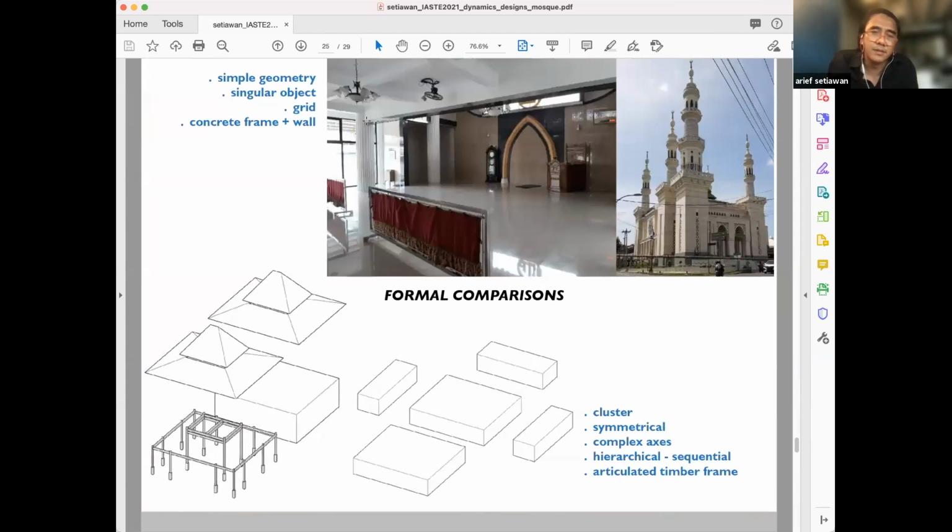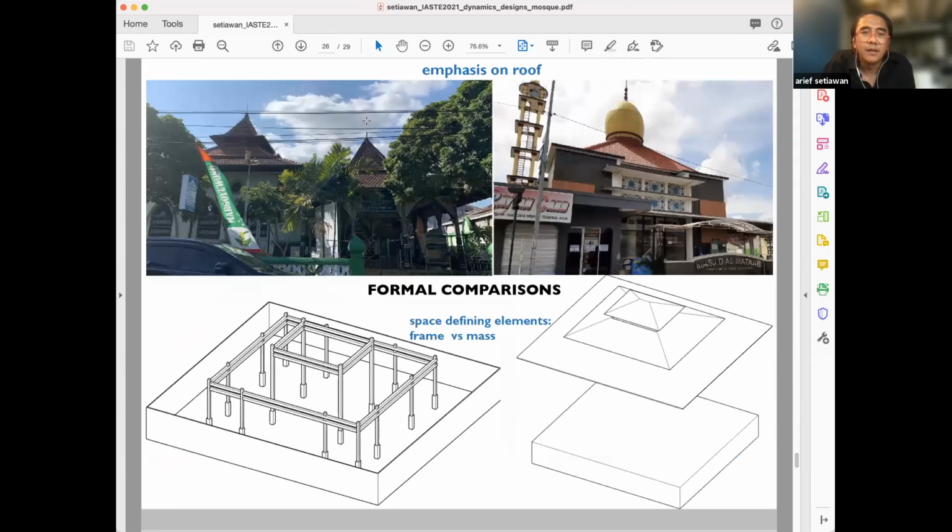Here is a summary of the formal comparisons between traditional and contemporary mosques. One is based on cluster symmetry, with complex axes and articulations of timber frame, versus a building which is simply a singular object, simple geometry, a neutral grid wall. This is the kind of space that we have for worship now. There is formal continuity still, with the emphasis on the design of the roof, but a change from frame structure to mass structure.